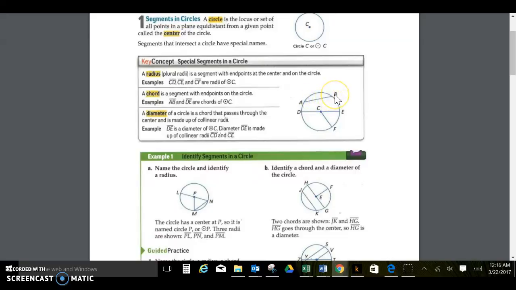A chord goes from one side of the circle to the other. AB here is a chord, okay? And there's a start and a stop to a chord, so it's just a line segment. Also, DE right here is a chord. Now, I know it's a diameter, but a diameter is also a chord because it goes from one side of the circle to the other.